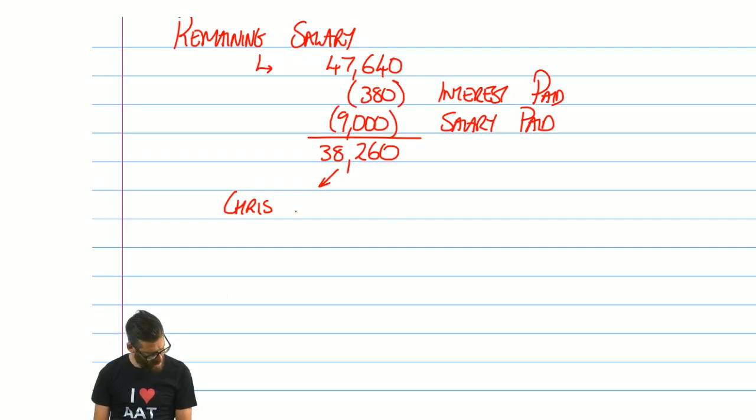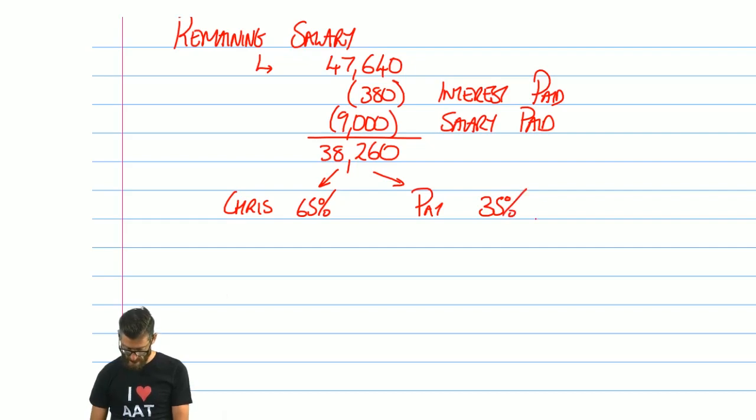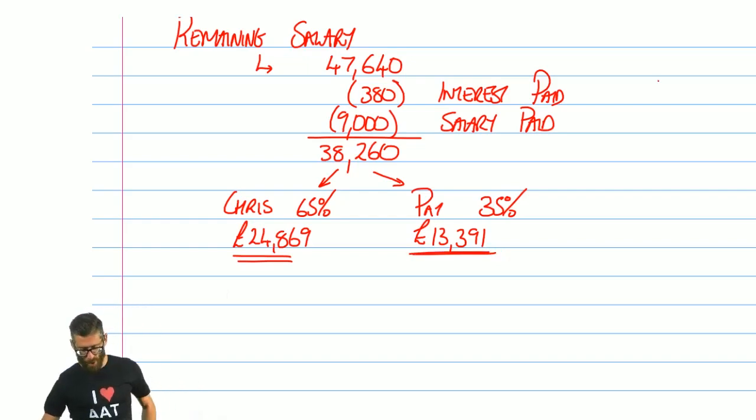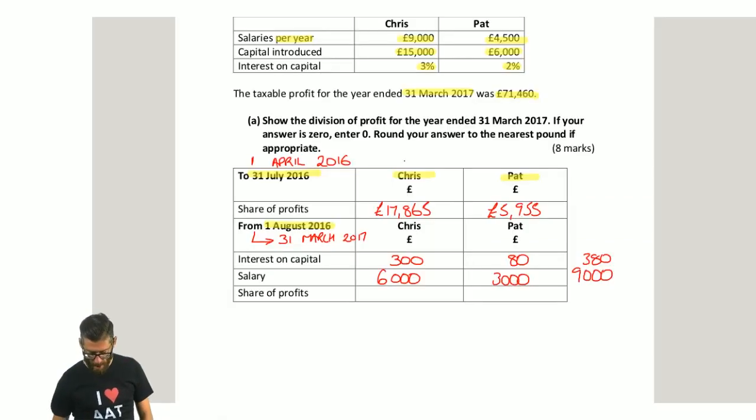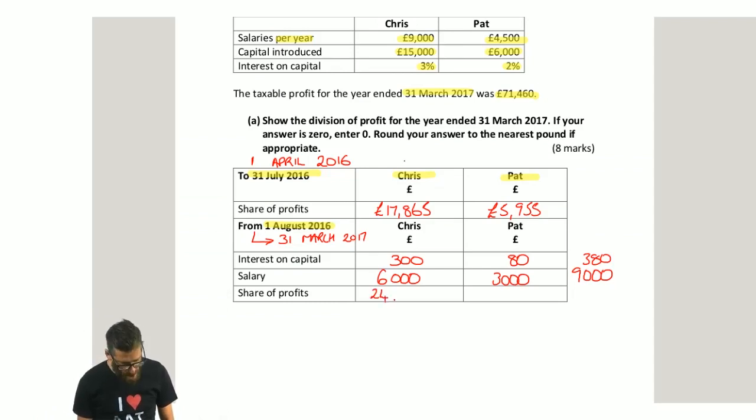will receive, as we were told, 65%, and poor old Pat, well, he gets 35%. So 65% would give us 24,869, and going across to our man Pat, he's going to get 35%, which would give us 13,391. 24,869 goes into this box. You can see one mark per box.